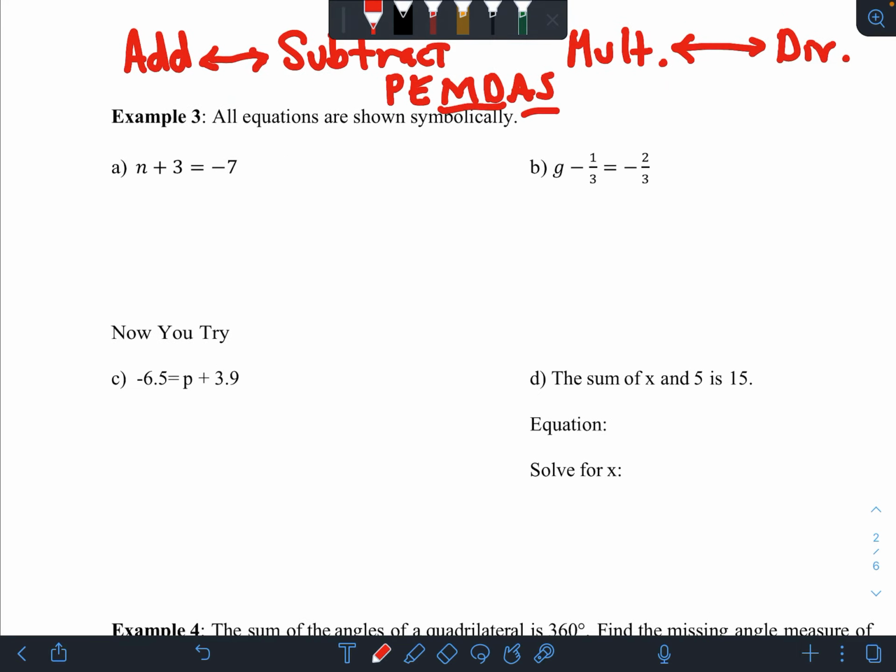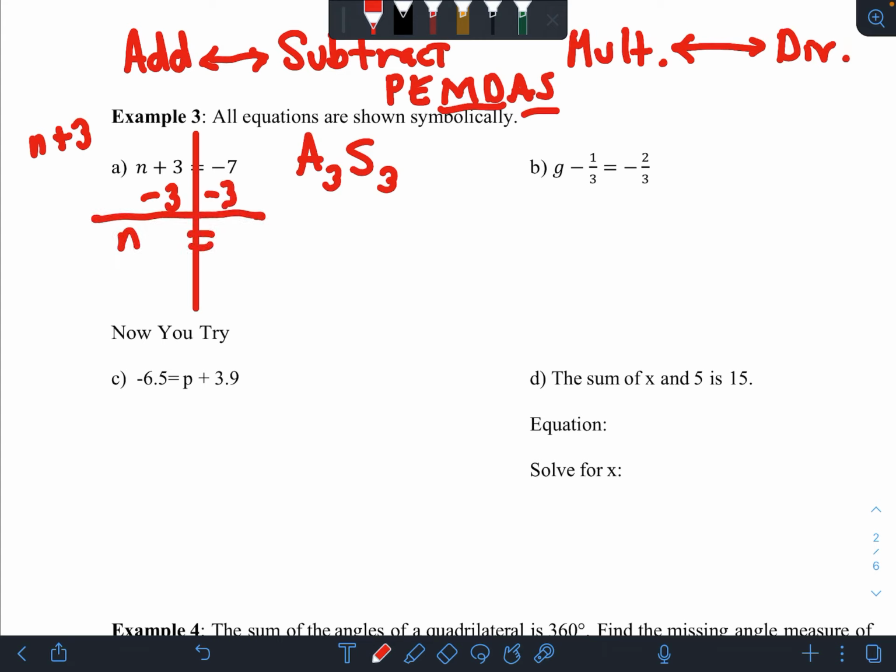Let's take a look at letter A here. We have an n. N is technically all by itself, and that's what we want. But what we did to n was add a 3. So in order to undo it, we're going to have to subtract 3. Let's do that to both sides and see what happens. If I subtract 3 from here and from here, we end up with n is equal to, those 3's cancel themselves out because 3 minus 3 is 0, and negative 7 take away 3 is negative 10. We have negative 10 as our answer.